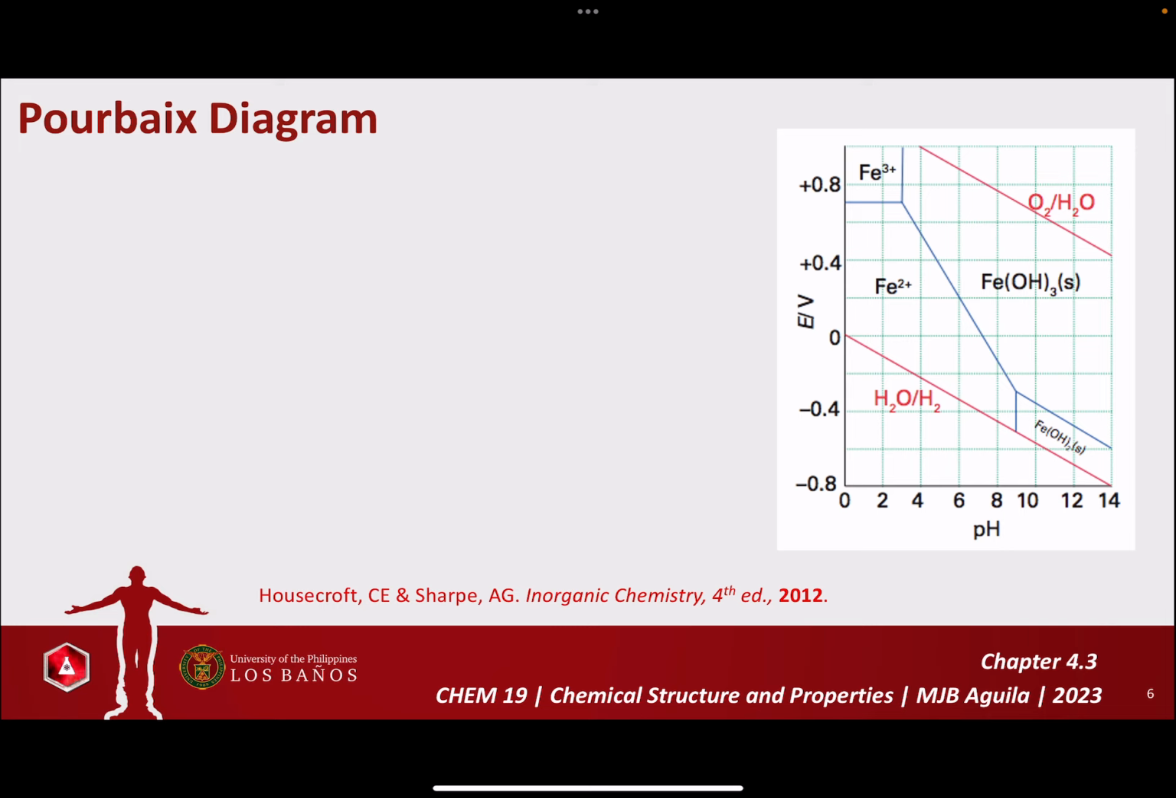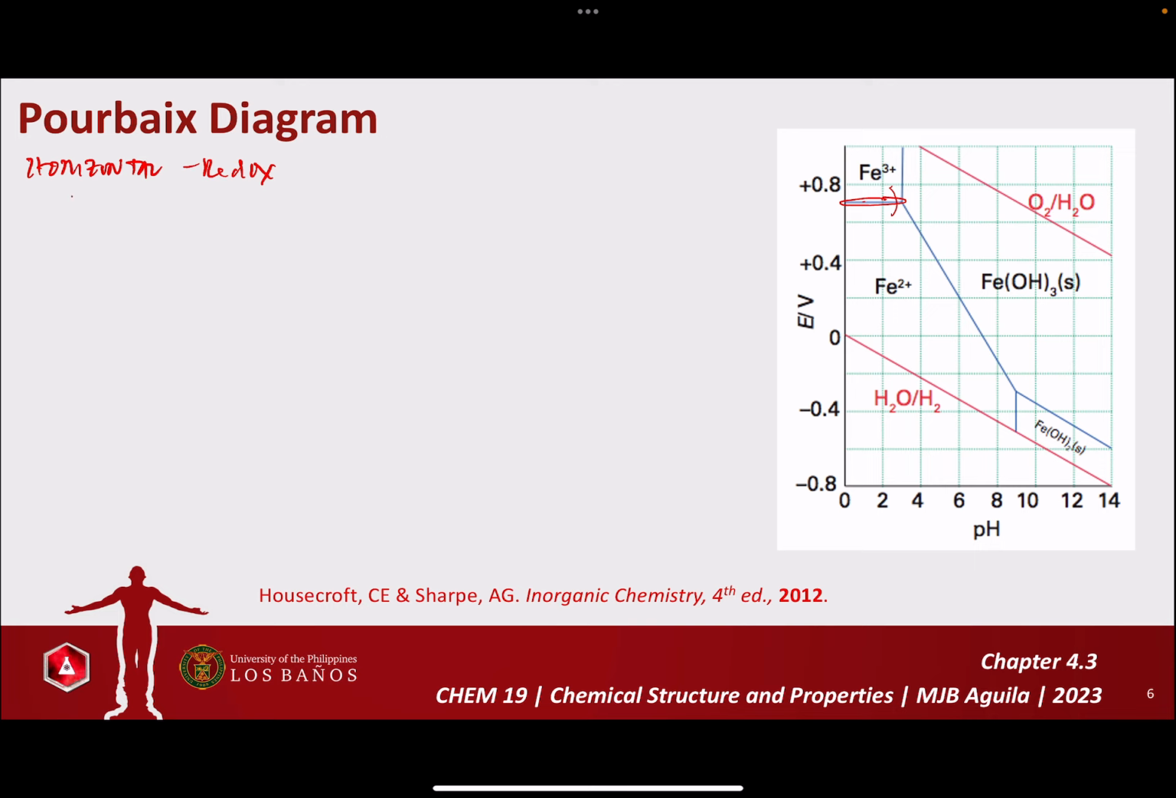So looking into the horizontal line, when the two species are separated by the horizontal line, this is a redox reaction. An example of that would be this part. As we can see, it separates iron 3 plus from iron 2 plus. So this is a purely redox reaction.